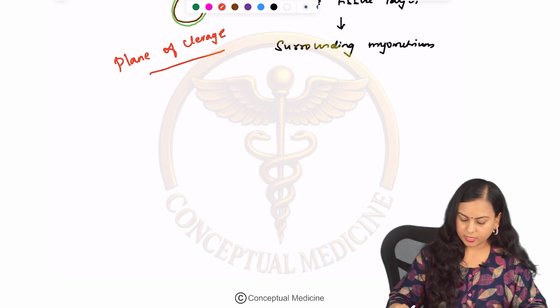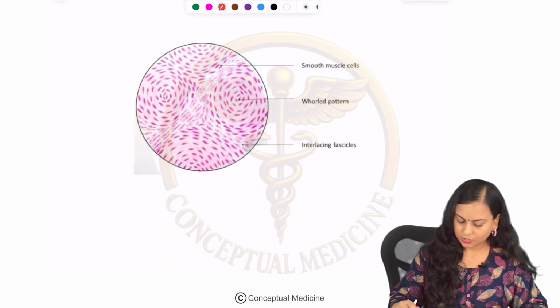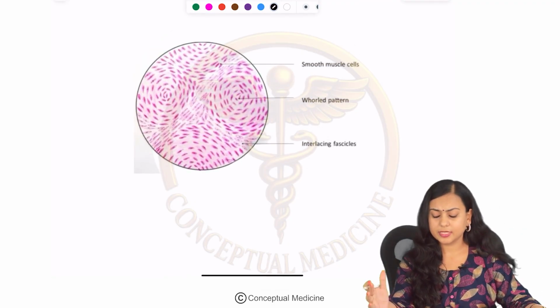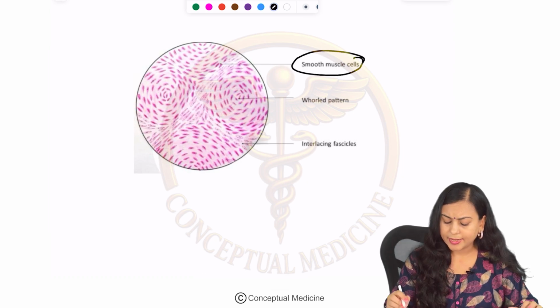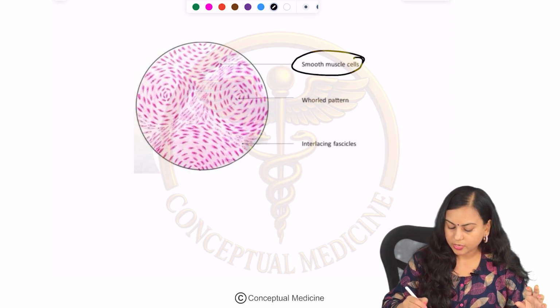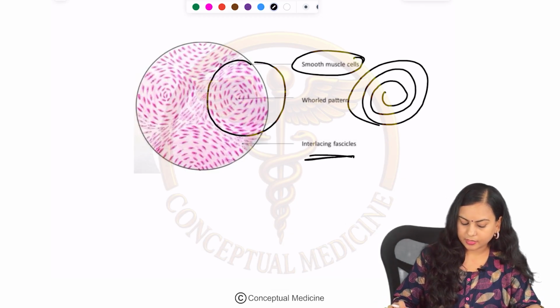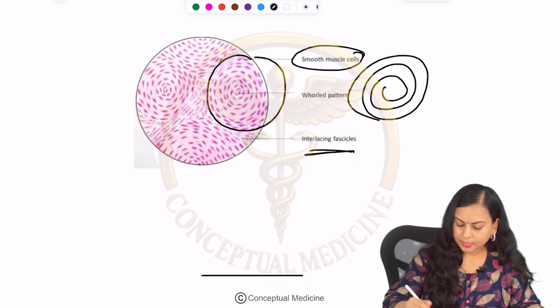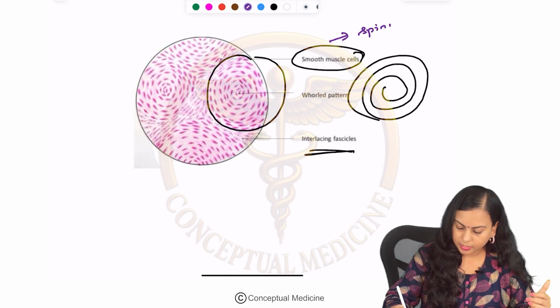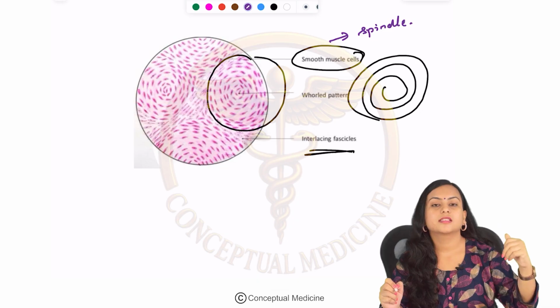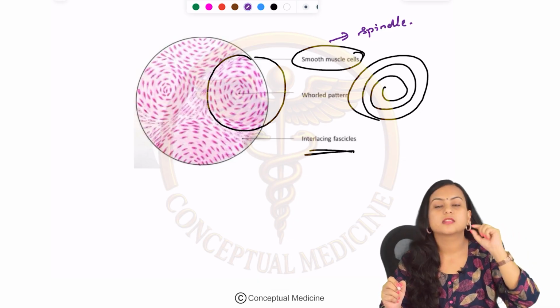Clear? Right. Now let's also discuss about the microscopic picture. You will be able to see smooth muscles in a rolled pattern of arrangement. Okay, you see a rolled pattern of arrangement of smooth muscles over here, and there will be interlacing fascicles. Okay, so basically these smooth muscle cells are going to be spindle shaped. Okay, and remember, each myoma is developing from a single smooth muscle cell.